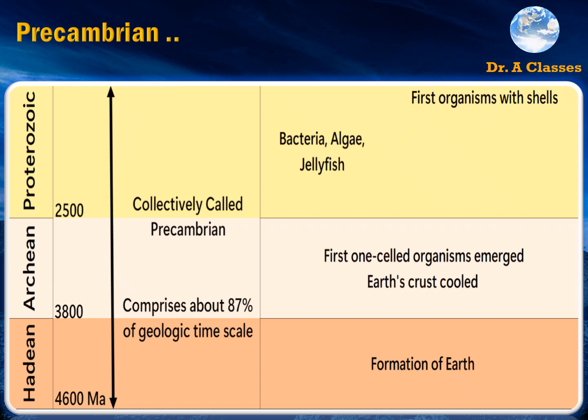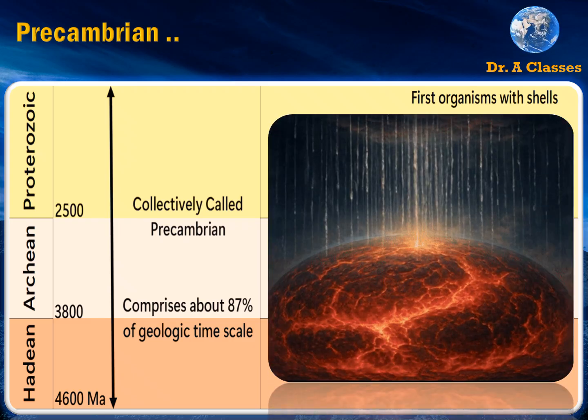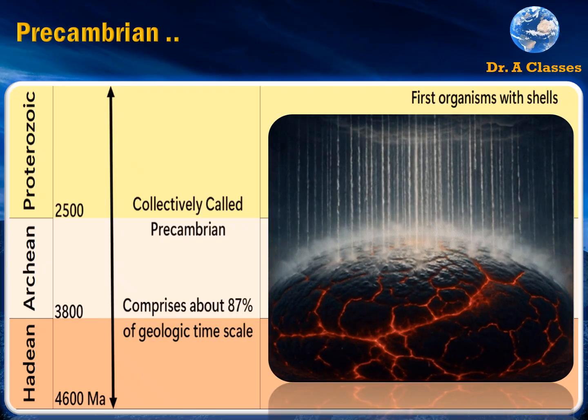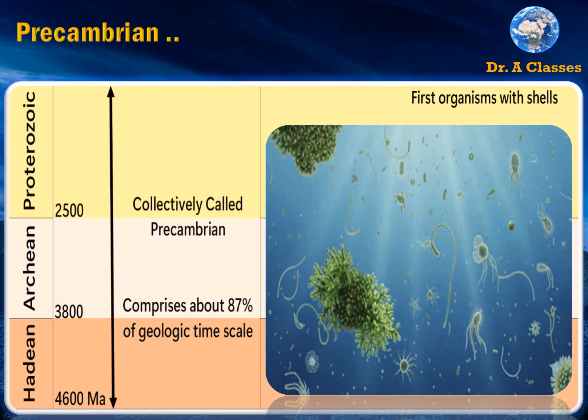Around 4600 million years ago, the Hadean Eon began with Earth's formation. The surface was extremely hot and volcanic. Water vapor from eruptions formed the first atmosphere, later condensing into the first rainfall, which cooled the planet and helped create the early oceans, marking the start of primitive weather systems.